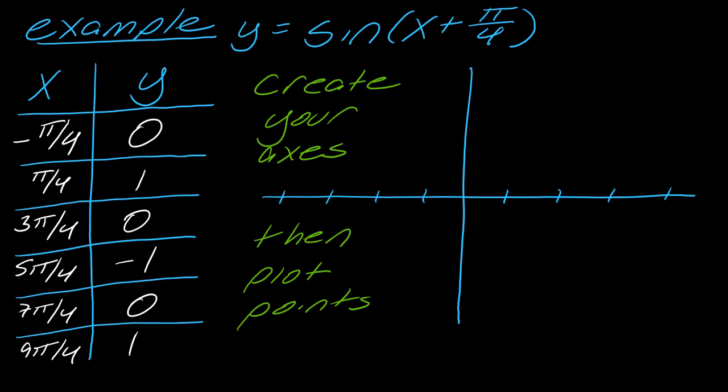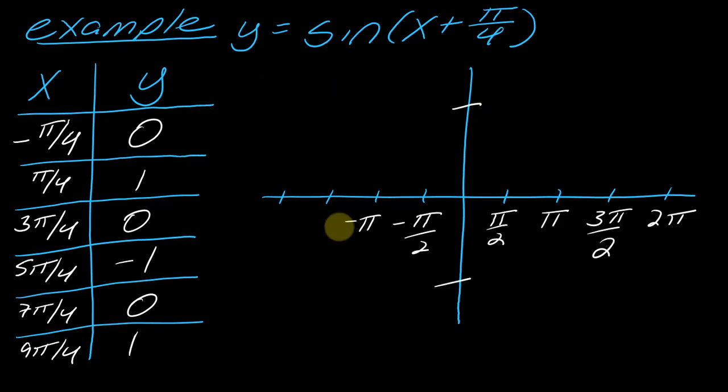So you want to create your axes and then plot your points. So I'm going to make my axes, I'm going to go in pi over 2 intervals, and then here's 1 and negative 1. And so now I can just go ahead and plot all my points. If you are playing along at home here, I highly recommend that you pause and go ahead and plot your own points and then hit play when you think you've got them.